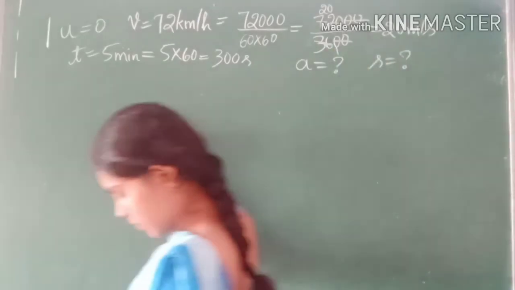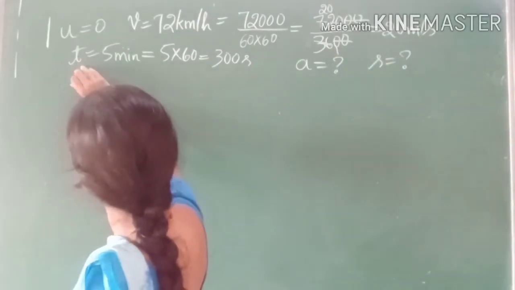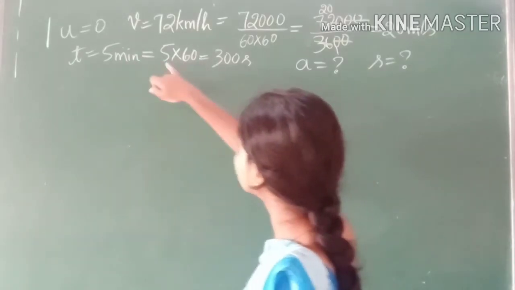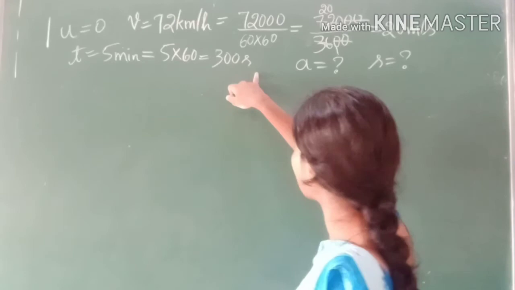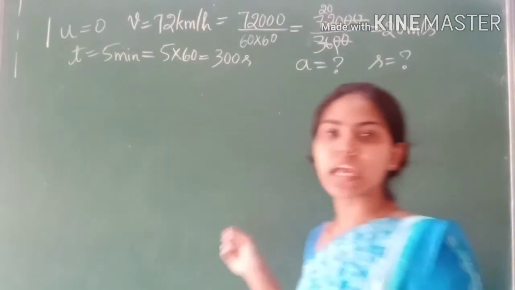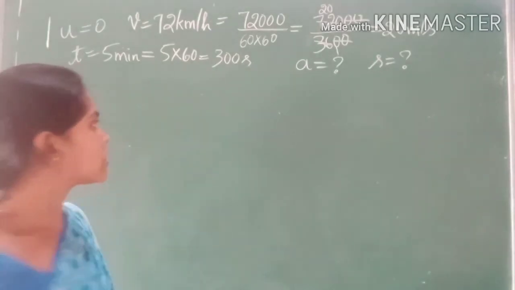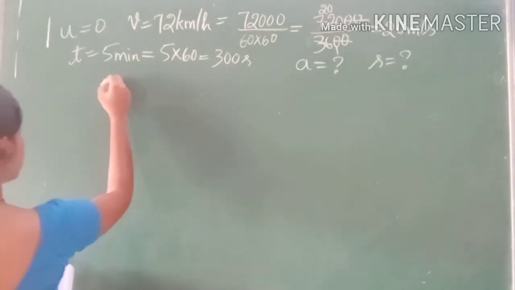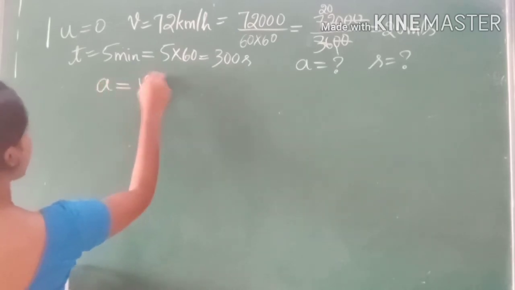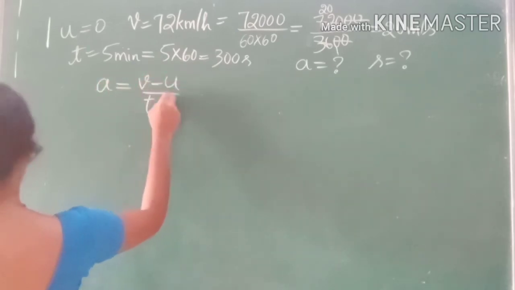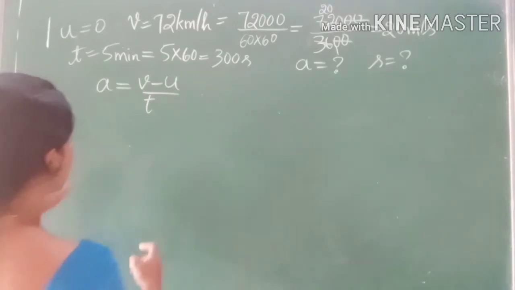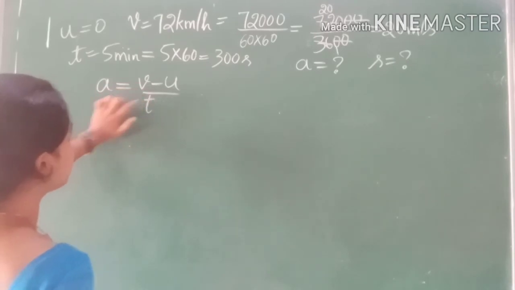So it attained the velocity in time 5 minutes. 5 minutes converted into seconds, that is 5 into 60, that is 300 seconds. You have to find the acceleration. So which formula can we use? We can use the first formula. What is the formula? a is equal to (v minus u) divided by t. We are going to find the acceleration, so the formula is v minus u by t.